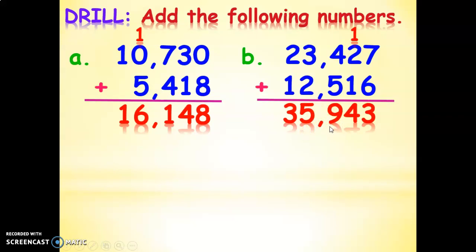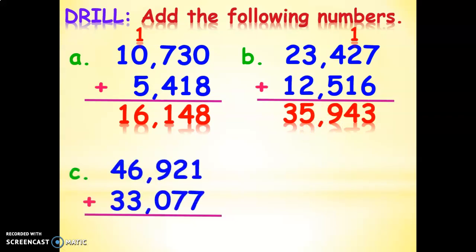Now let's go to letter C. For letter C, the correct answer is 79,998. Starting from the place value of ones, 1 plus 7 is 8. 2 plus 7 is 9. 9 plus 0 is 9. 6 and 3 is 9. And 4 plus 3 is 7. Again, comma after 3 digits.